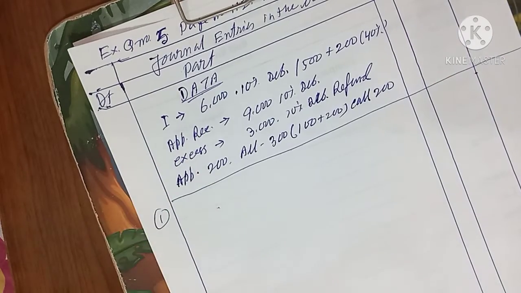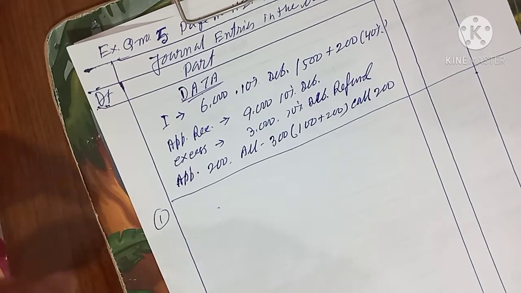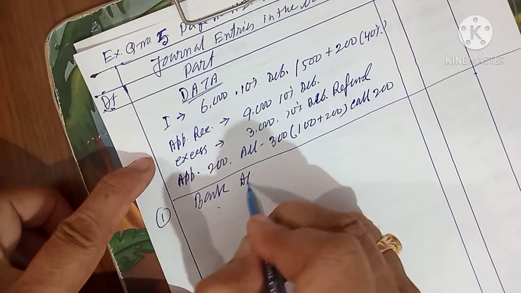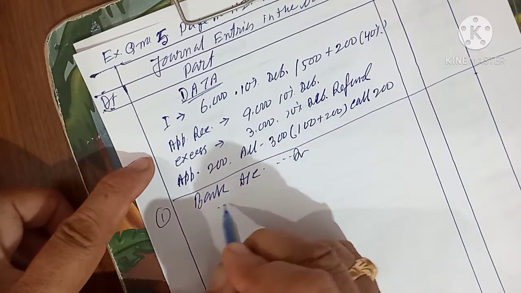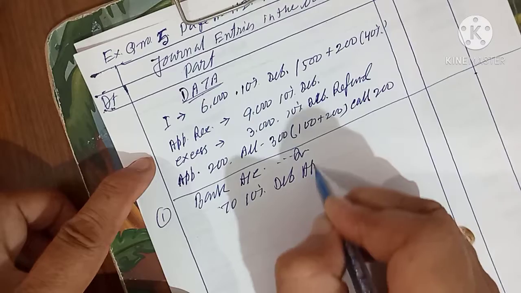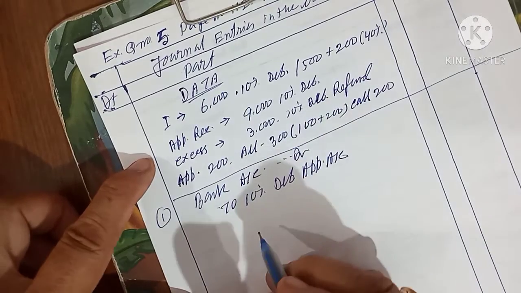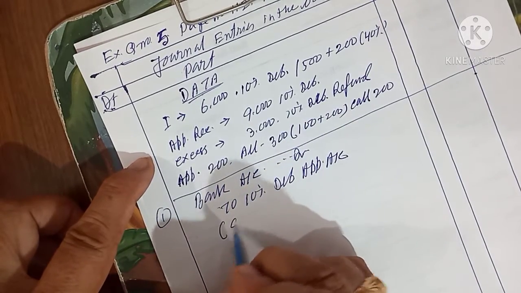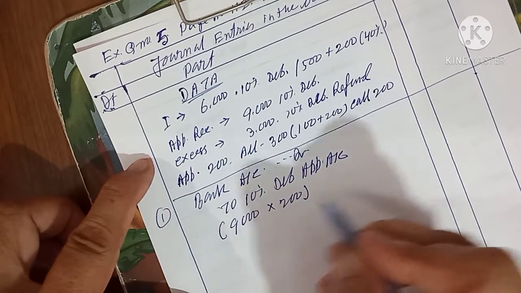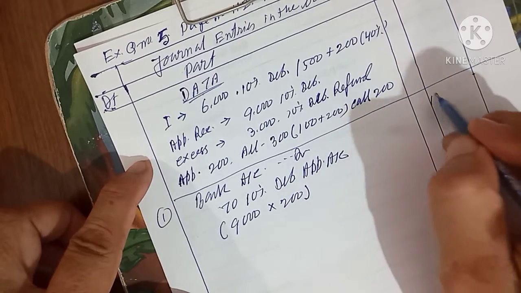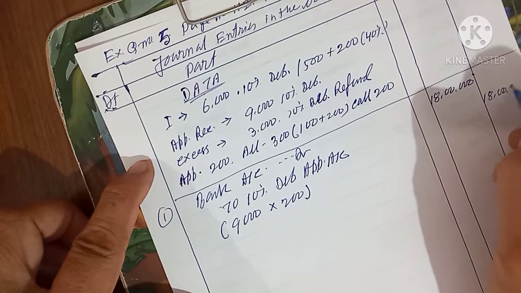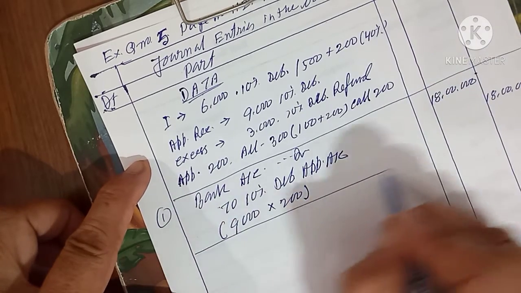So this is the data. Now we will pass the entries one by one. First we will write bank account debit to 10% debenture applications. How many debentures are you going to receive the money for? 9,000 debentures of rupees 200 each. If you multiply, you will get 18 lakhs. This is the money for applications which we have received.